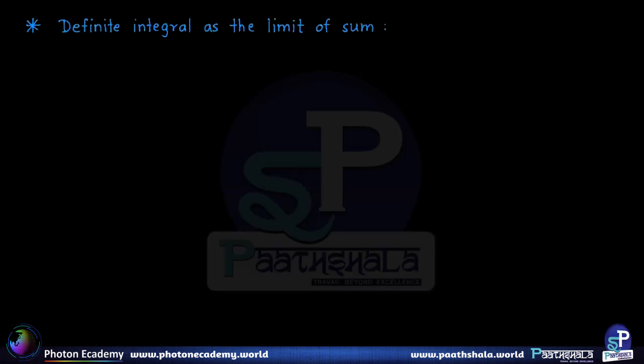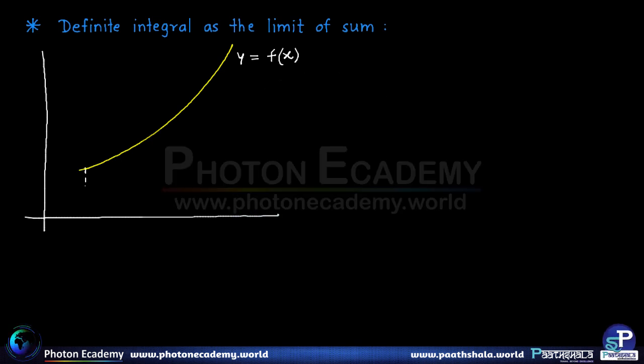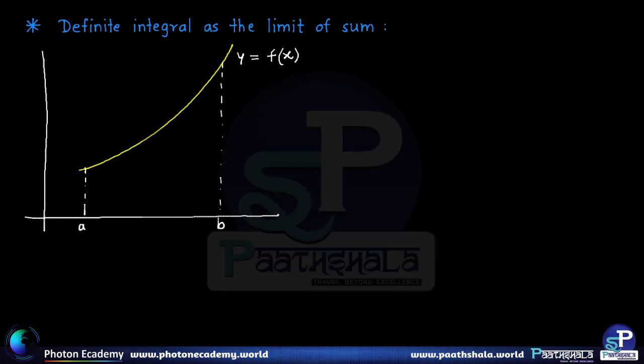So for that, first of all, let us consider the graph of some arbitrary function denoted like this. Let's call the function as, say, f of x. Now we want to calculate the area between two limits on x. Let's call those limits as, say, a and b. Right? Now to calculate the area under this curve, let us start by some approximation.